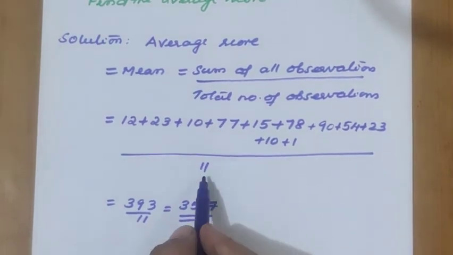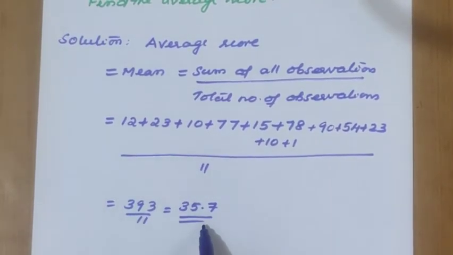So sum of the observations by 11, then 393 by 11, it is equal to 35.7.